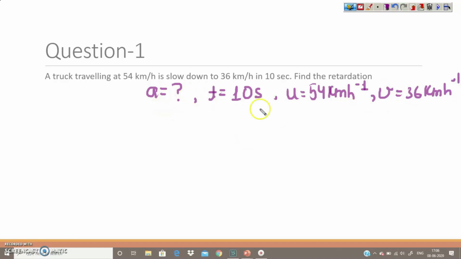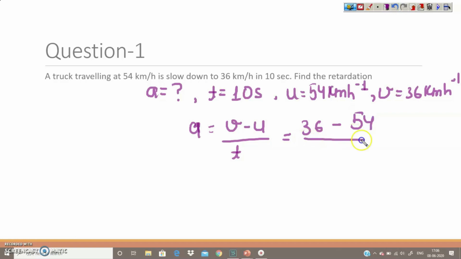Now we should find a. We have all the things given. We can put them in the equation. A, acceleration, is v minus u over t. V is 36, u is 54, and t is 10. When we subtract this, now first we put all these things together.